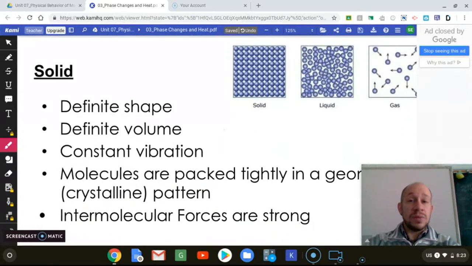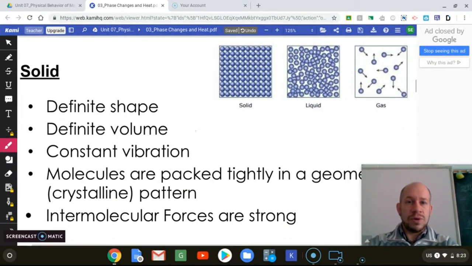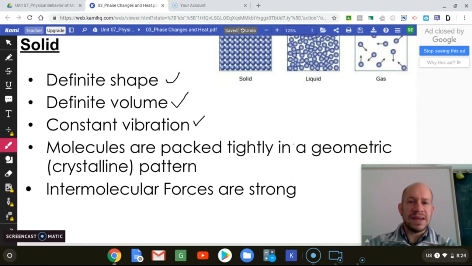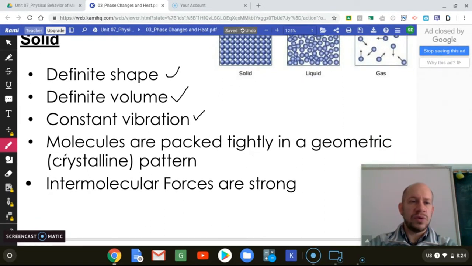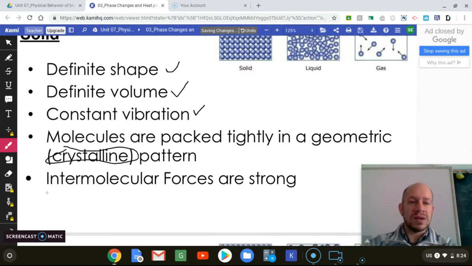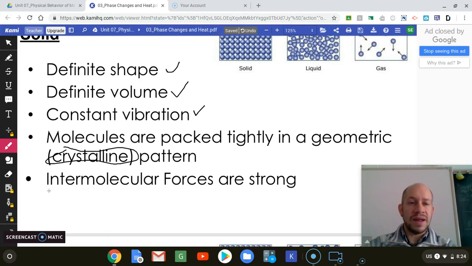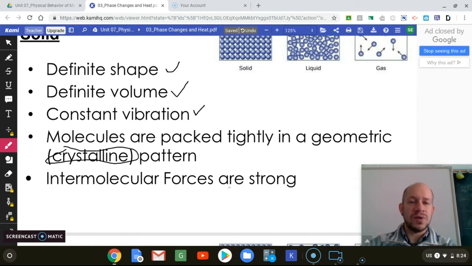Solids, as we recall, so we've talked about this a little more, but here it is in review again. Solids have a definite shape, they have a definite volume, they have constant vibration, and the molecules are packed tightly in a geometric or crystalline pattern. So we've seen this before, and as we talked about in our bonding unit, their intermolecular forces are strong.